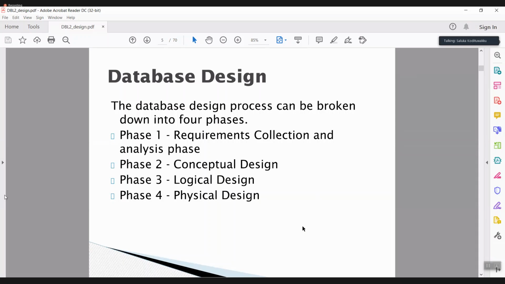And then the next one is conceptual design. In other words, we will define the concept of our database based on the identified and analyzed requirements. But that concept may not be ready to transform into the electronic media.